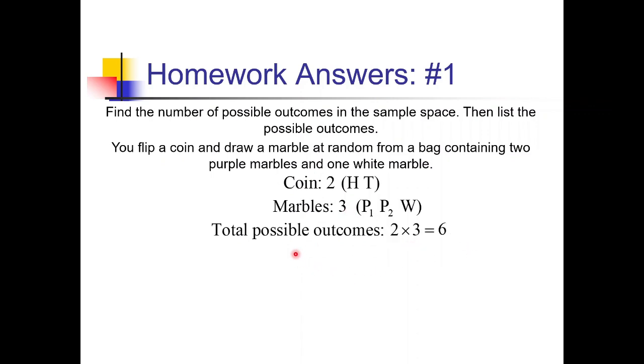And now for the actual items, I'm just going to write each of the coin possibilities combined with each of the marble possibilities. So we have heads and purple 1, heads and purple 2, heads and the white marble, and then tails with all of those possibilities. So tails purple 1, tails purple 2, tails and the white marble.